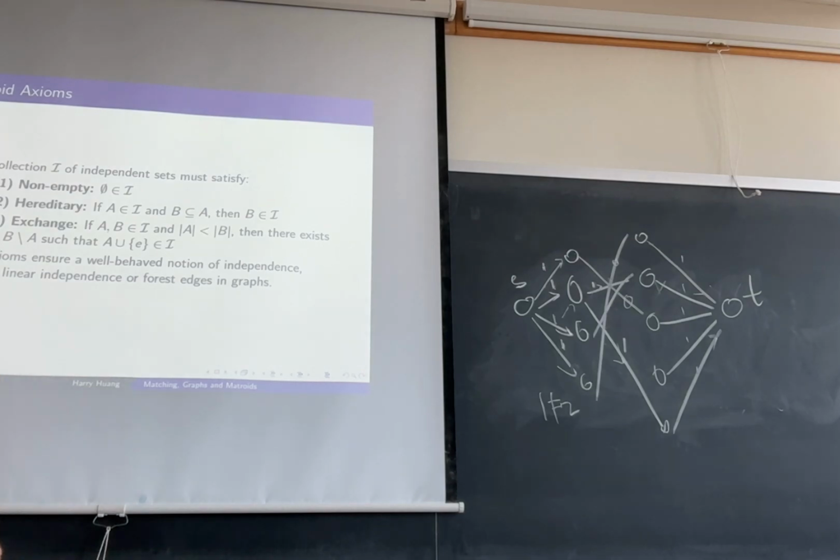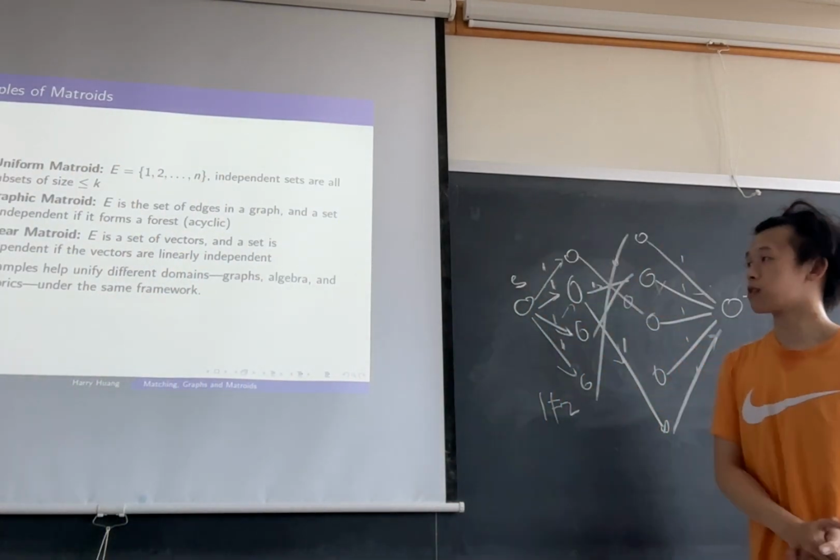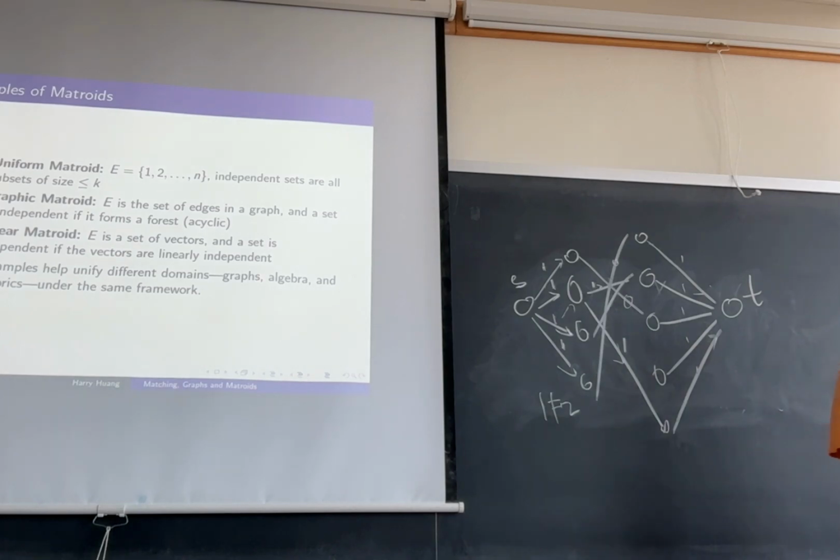So let's give some examples of certain types of matroid. The first is a very trivial matroid called a uniform matroid. For every given finite ground set and every given integer k greater than 0, the independent sets are all of the subsets of the ground set with size no more than k. You will find that it satisfies the three axioms.